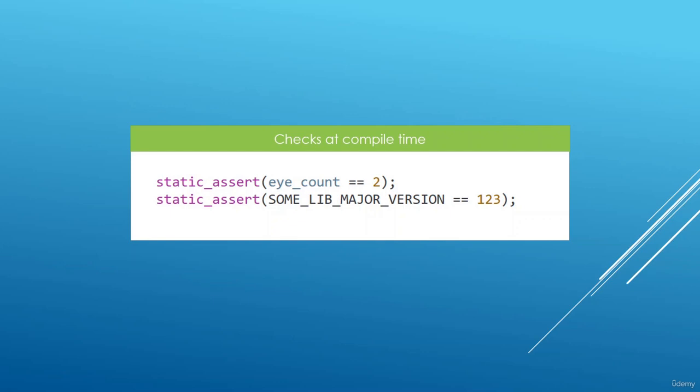Static assert is a construct we have in C++ that allows us to check for things at compile time. For example, we can say, let's check and see if the I count is 2, and if it's not, we're going to get a compiler error. So if you want to do that, you can insert this line somewhere in your code, and when you try to compile the application and this test fails, you're going to get a compiler error. This is what we mean here.